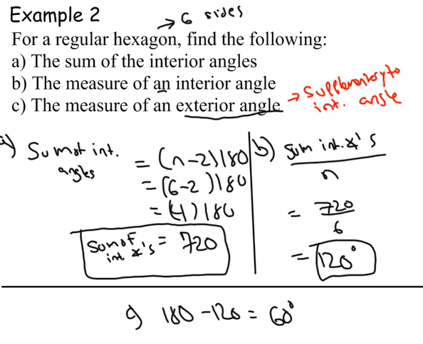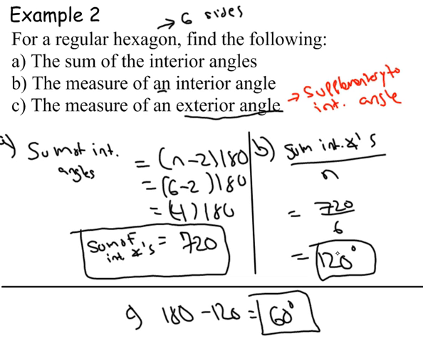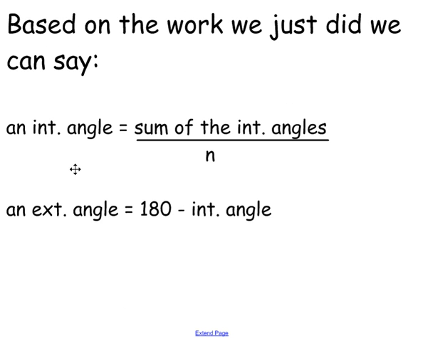So 120 is the measure of one interior, and 60 is the measure of an exterior. Okay, so based on the work we just did, we could say an interior angle is equal to the sum of the interior angles divided by n, right? That's how we got the measure of one interior angle here. And we could say that an exterior angle is equal to 180 minus the interior angle. So that's what we could say so far.